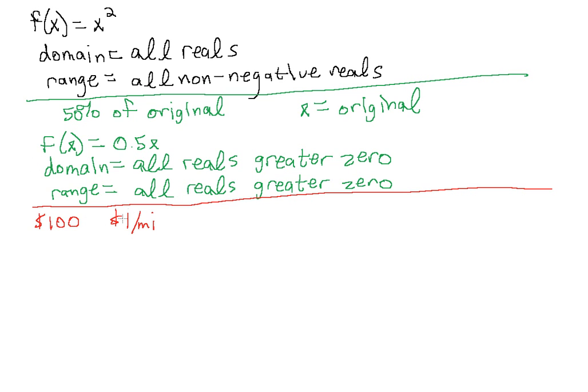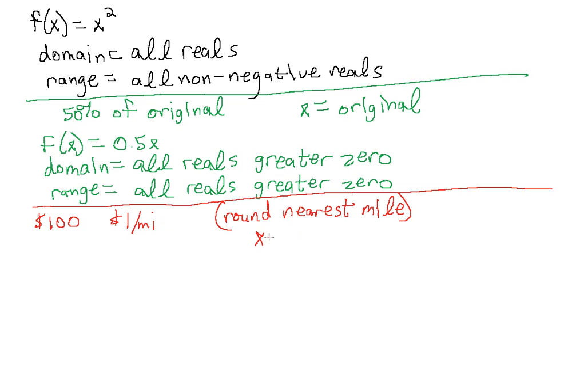$1 per mile. And it says we're going to round to the nearest mile. So we round to the nearest mile, and that's going to be useful when we're doing our domain and range. Okay, so we want to set up a function for this situation.